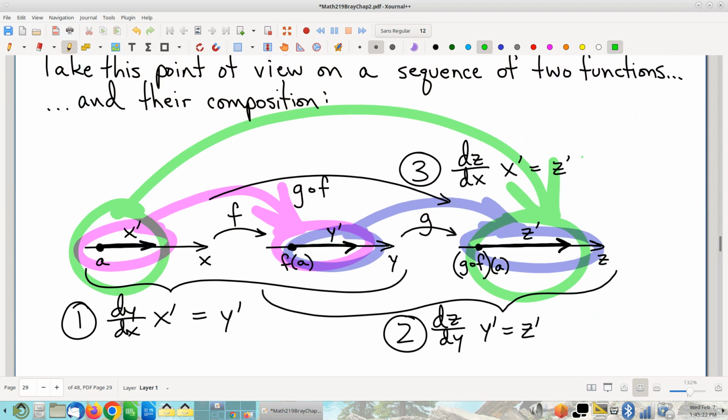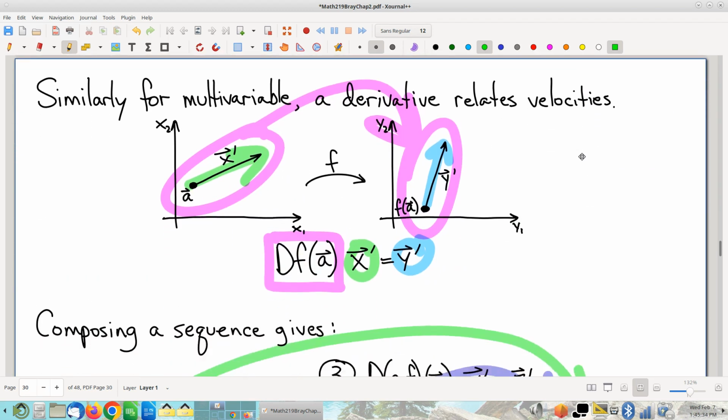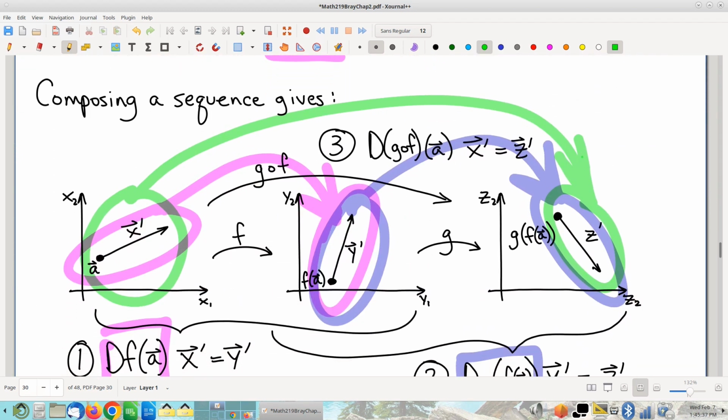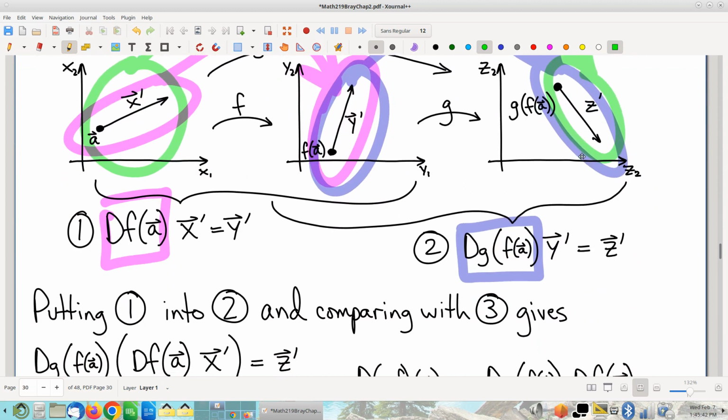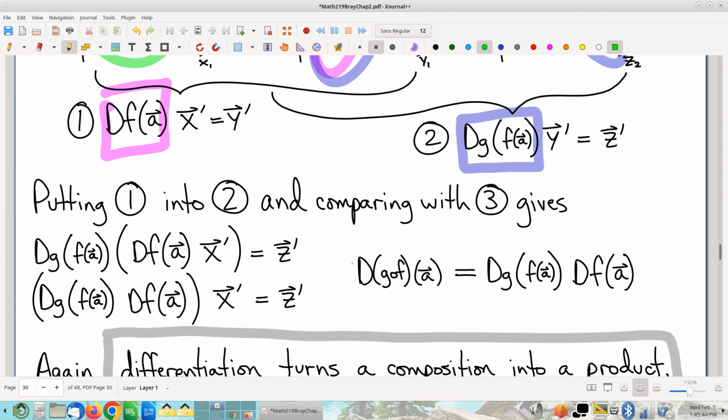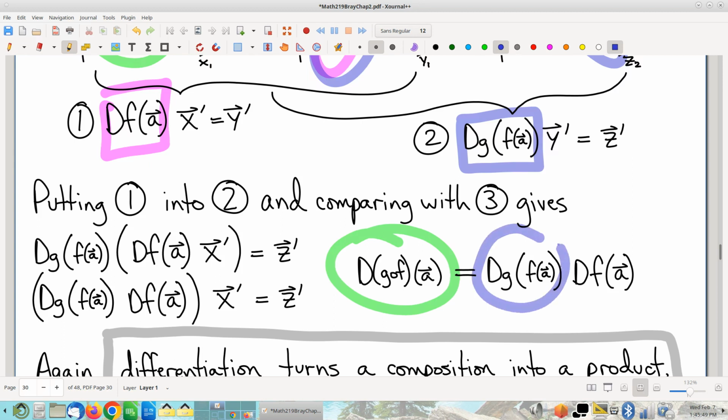You multiply by g prime times f prime, because that represents the two-step sequence when you go along the bottom track, if you will. Okay, so morally the same thing. It's just now it's matrices multiplying by vectors. So we get the same conclusion. And here it is. The derivative of the composition is the derivative of g times the derivative of f. Just want to get the colors right there.